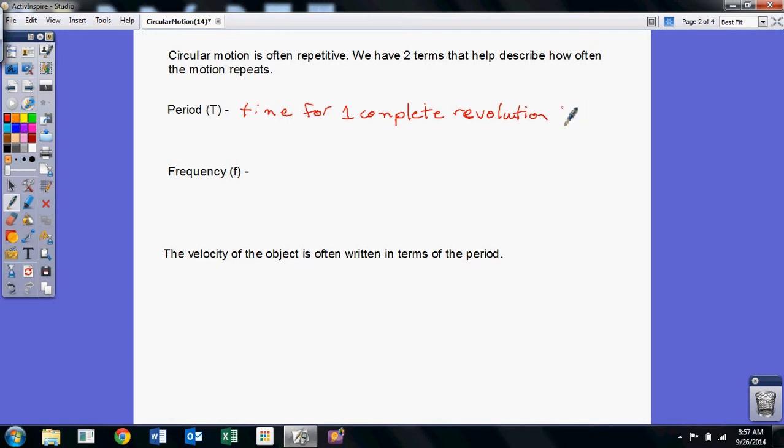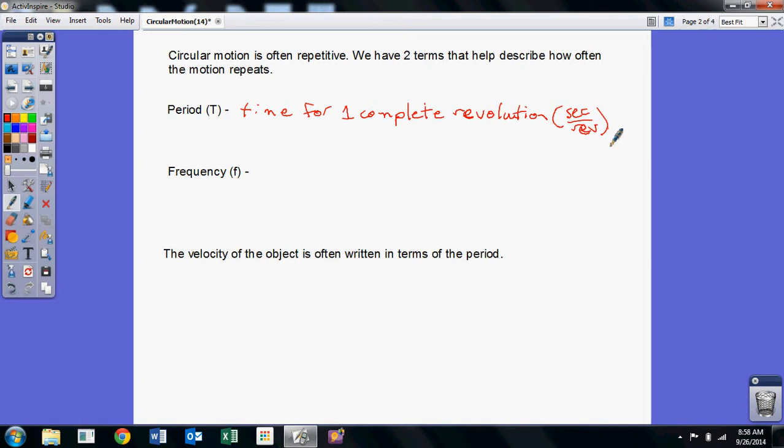You can think about it this way in terms of the units. That's seconds per revolution. And the symbol we use for period is capital T. So T relates to time. Capital T is a special time. It's the period, or the time for one revolution.